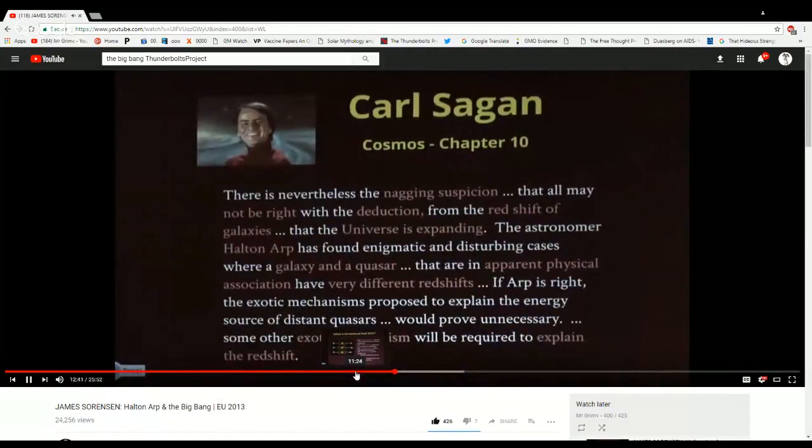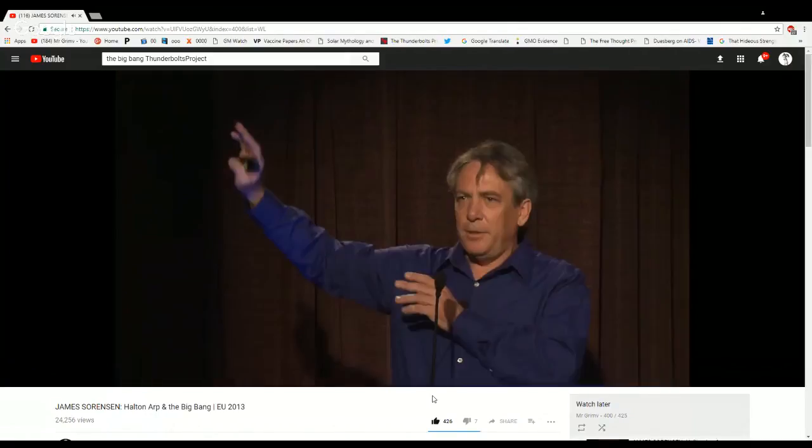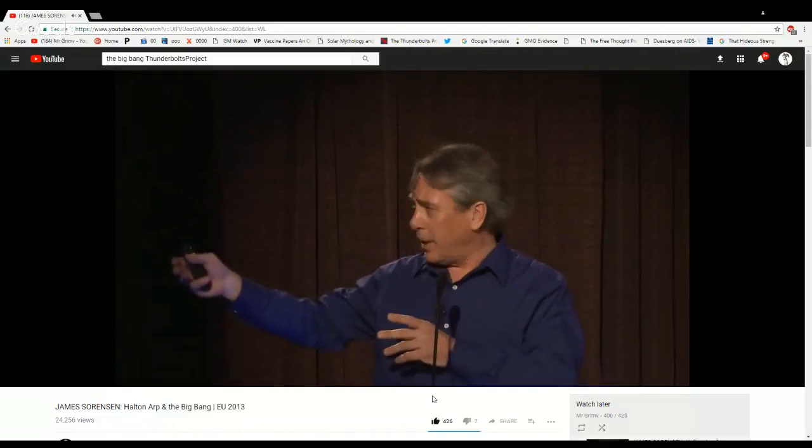Carl Sagan actually in Cosmos, in chapter 10, quoted, and I had to cut out a bunch of what he wrote because Carl Sagan can really talk a lot. But the main point is that Halton Arp has found enigmatic and disturbing cases where a galaxy and a quasar that are in apparent physical association have very different redshifts. And if this is the case, the quasars are supposed to be at the very edge of the universe. They're so far away, they're 12 billion light years away according to conventional cosmology.